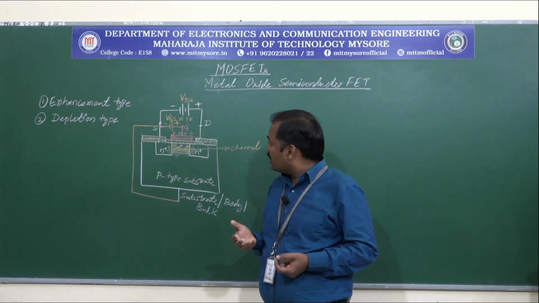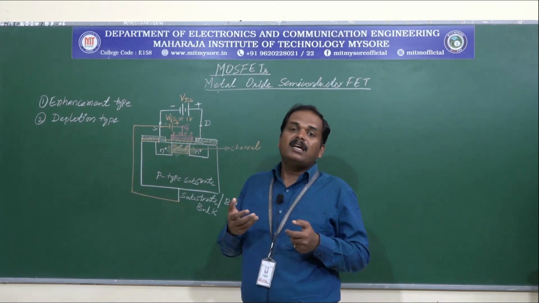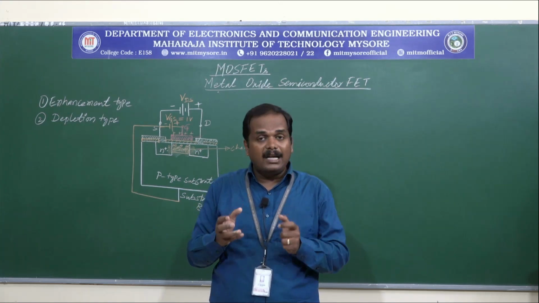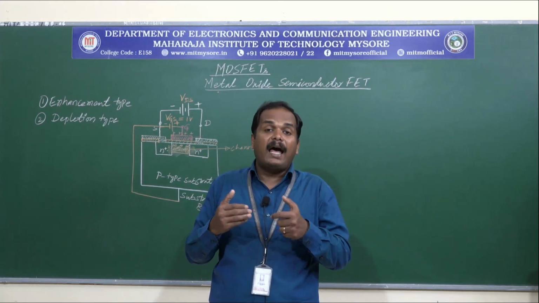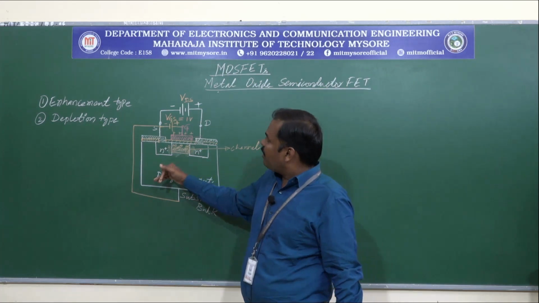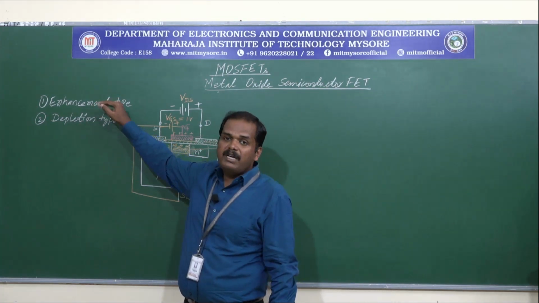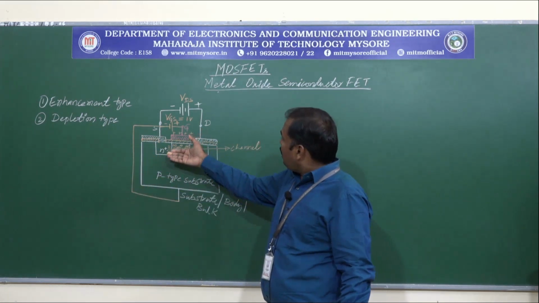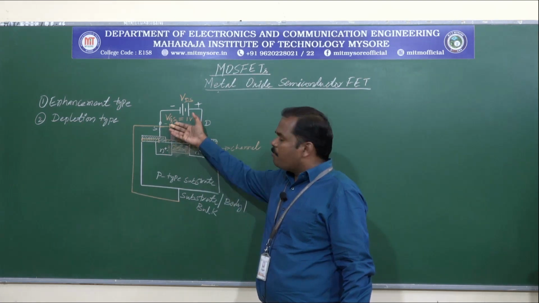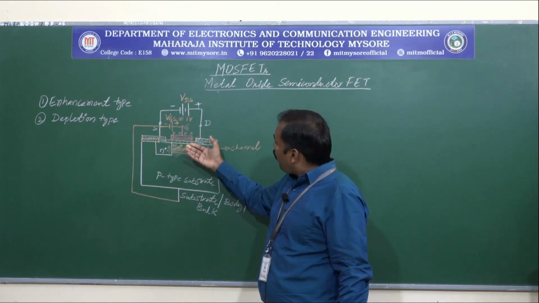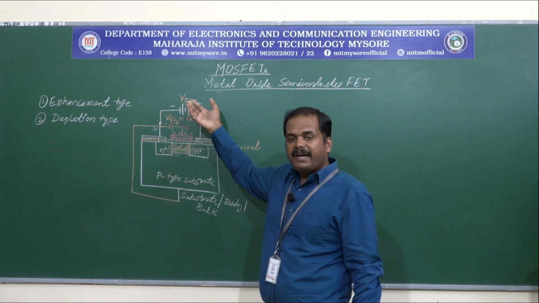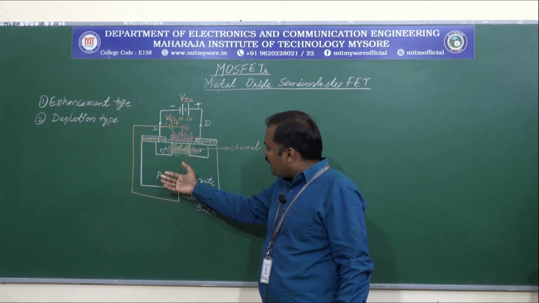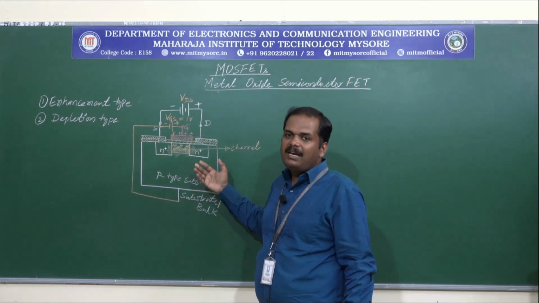So what I mean to say here is, as I go on increasing the gate to source voltage, the conduction in the channel region or under the gate region will be enhanced. So this type of device is called an enhancement type device. And the IDS will be controlled by VGS in this case, and this can also be controlled by the drain to source voltage. So this is the operation of the enhancement type N channel device.